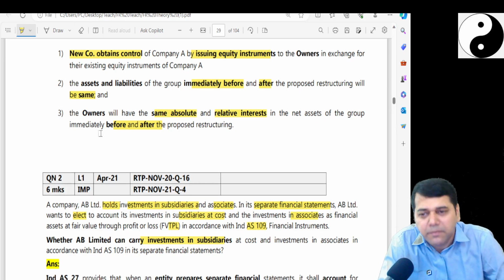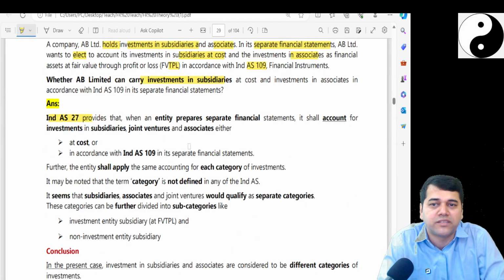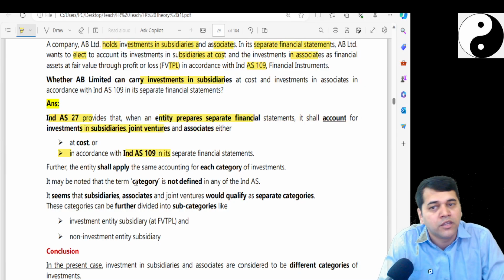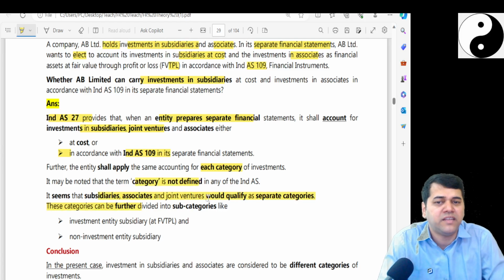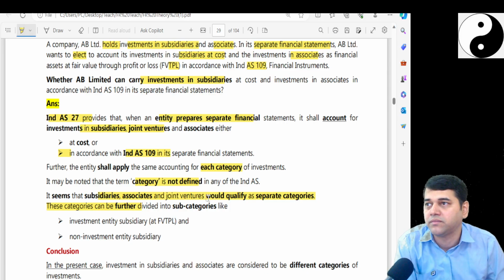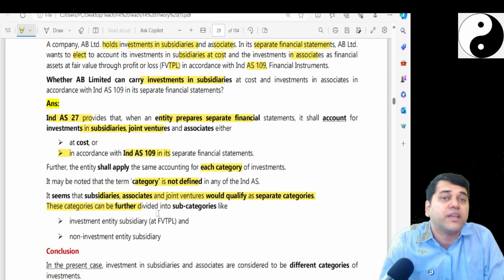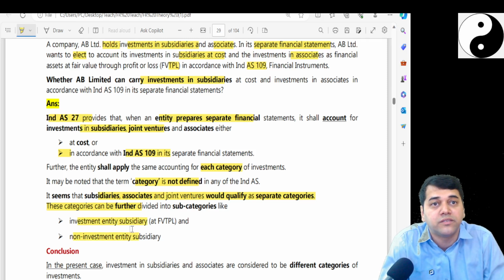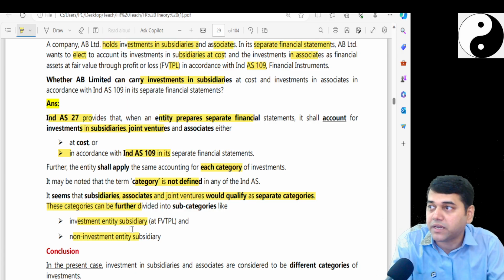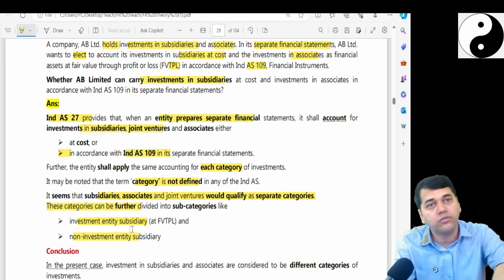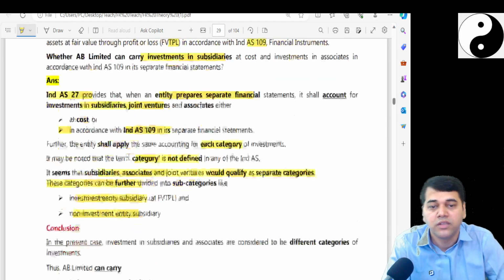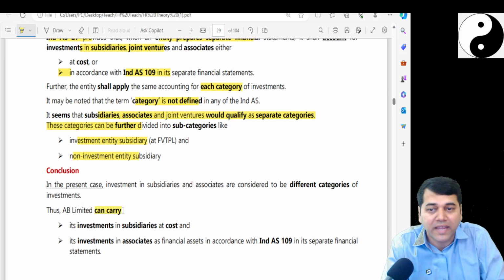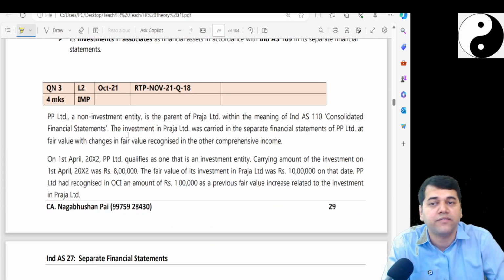This question may come, so you should write as per Ind AS 27. You have to prepare separate financial statements when you have this, and you have got these options. But you should apply them category-wise. Category is not defined, but it seems that subsidiary is definitely different from this. Again, in subsidiary also you can have subcategories like investment entity subsidiaries and non-investment entity subsidiaries. There also you can give a separate breakup: investment entity subsidiaries at fair value, non-investment at cost. Thus, in this given case, yes, you can carry subsidiary at cost and associate at fair value.